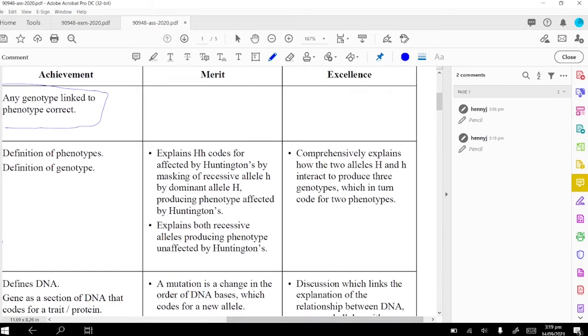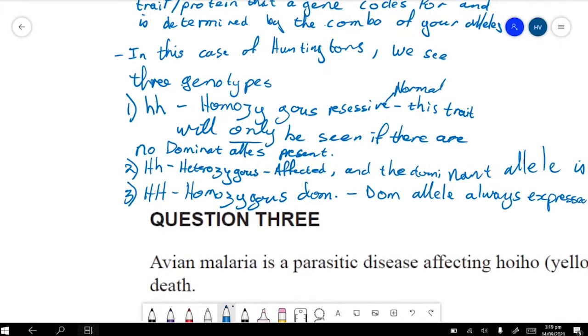So, for excellence, we had to comprehensively explain how the 2 alleles interact and produce 3 genotypes, which in turn count for 2. We did that. For merit, if you only explained heterozygous and a dominant masking the recessive, then you could still get 1 M, and then the second M you could get by explaining both recessive alleles producing the phenotype unaffected. You guys know this so well, so there's no way that you wouldn't have gotten this one at least. So I'm convinced that you guys would have gotten at least merit for this, if not excellence, and I think it's really achievable to get an excellence.